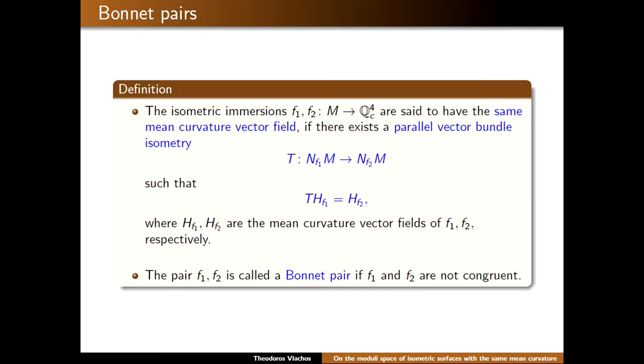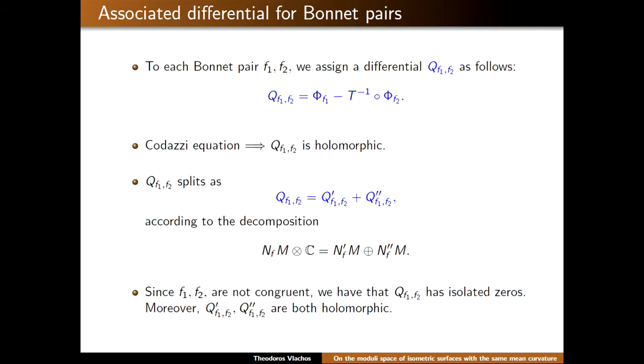Again, I remind you of the definition of when two surfaces have the same mean curvature. If this is the case, then this pair of surfaces is called a Bonnet pair when the surfaces are not congruent. A fundamental tensor related to our study is this Q tensor, defined in terms of the Hopf differentials of the two surfaces in the Bonnet pair F1, F2. What is its meaning? This Q tensor measures how far the surfaces deviate from being congruent.